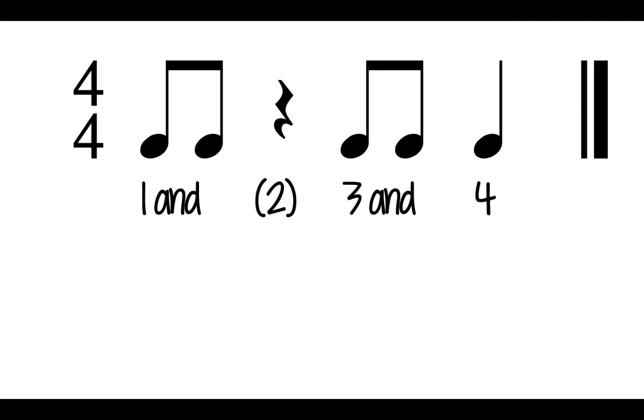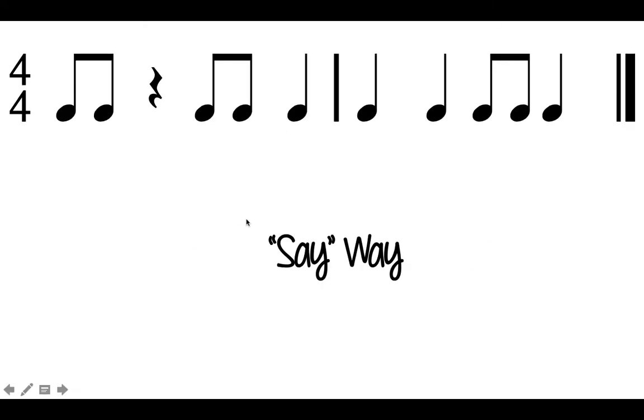For the say way, we would say ti, ti, ti, ti, ta. For the count way, we always start with the number first. 1 and, you have to remember that 2 there. 3 and 4. Sometimes when I do this, students will forget to put this 2 here, and so they'll say 1 and, sorry, this is hard to do on a computer, 1 and, they'll skip this 2, and they'll say 2 and 3. You have to remember that the rest is there.